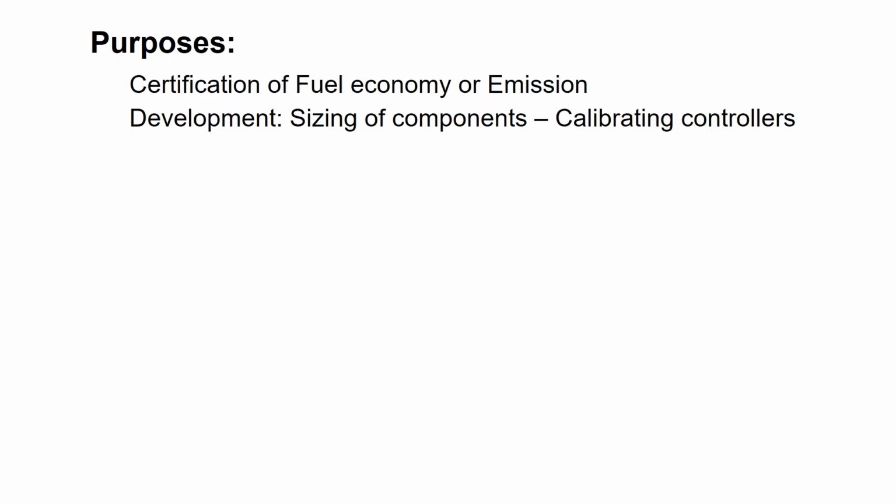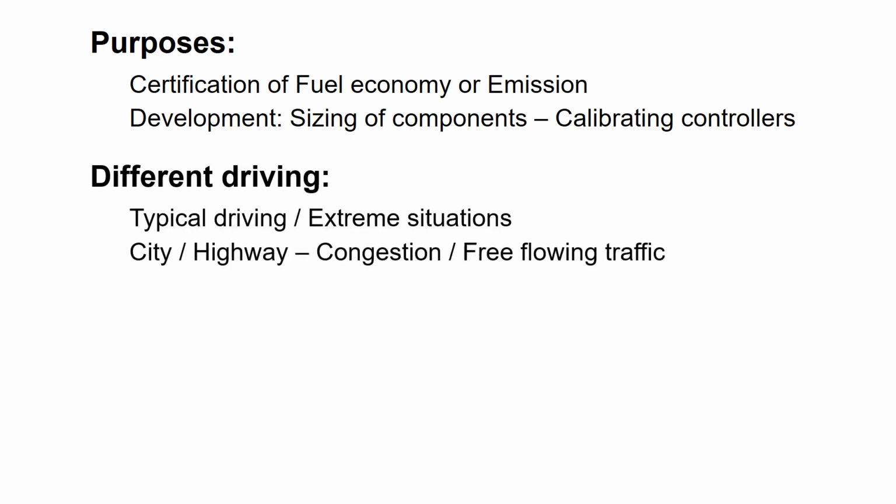Driving cycles can be used for many different purposes. The most noticeable is that they are used to determine the certified fuel consumption, and they are also used for verifying that vehicles can meet emission regulations. Driving cycles are also used during development, for example to select the right size of components or calibrating powertrain controllers. Since driving is different in different environments, there is a need for many different cycles.